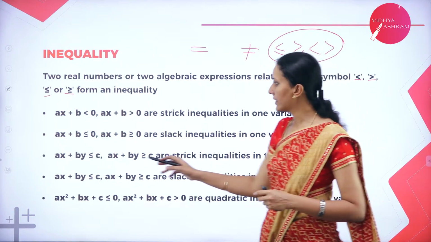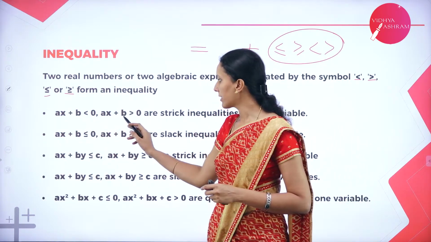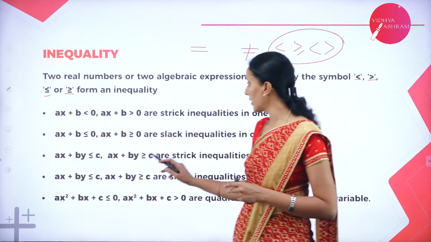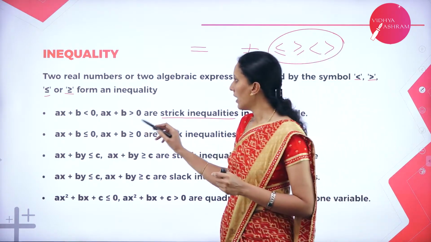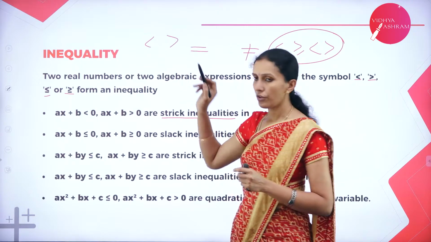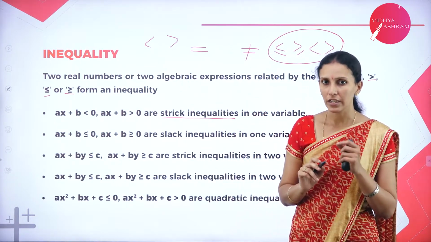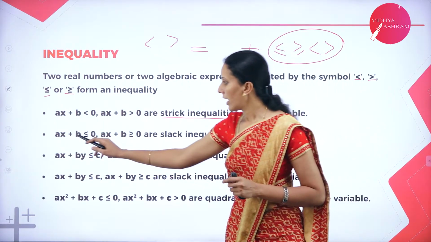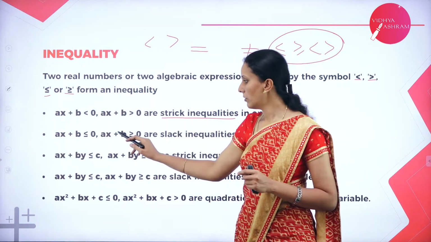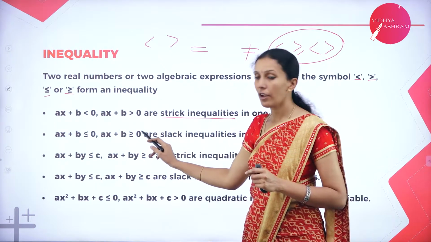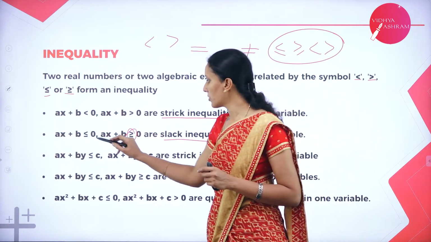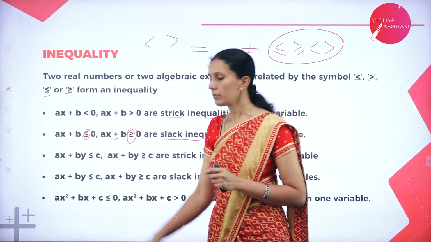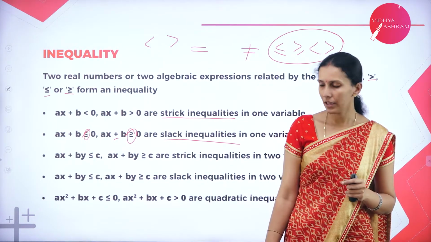The first one is ax plus b less than 0 or greater than 0. They are called strict inequalities. Whenever the symbols less than or greater than are used, they are called strict inequalities. Then ax plus b less than or equal to 0, ax plus b greater than or equal to 0, are called slack inequalities. When these symbols are used, they are called slack inequalities.